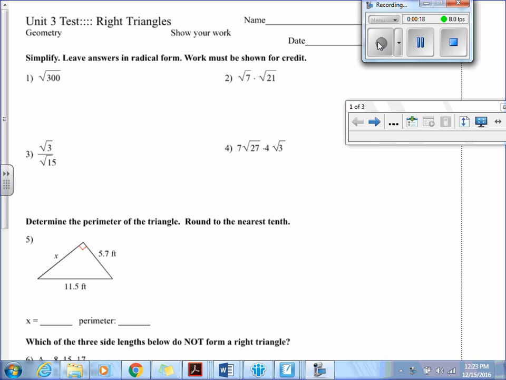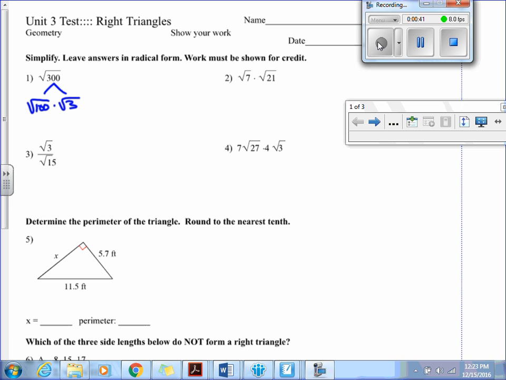So we're starting with 300. A number like 300, students, you should recognize that 300 is divisible by 100. That should be obvious. If that's not obvious to you, then we need to have a conversation, okay? So 300 is divisible by 100. So I can split this up into the square root of 100 times the square root of 3.